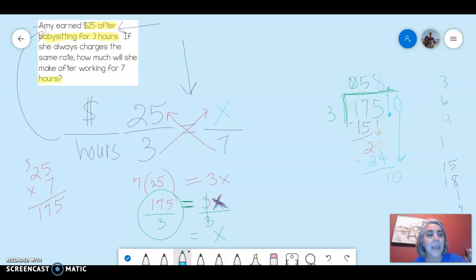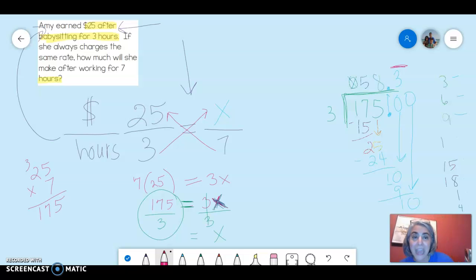And 3 can go into 10. I know 1, 2, 3 times. So I'm going to put that 3 right on top of that 0. Line it up. So 3 times 3 is 9. I'm going to subtract, and I get a 1. I think I see a pattern here. It's just going to keep doing 10, which means that 3 is going to repeat. So I'm going to put a bar right over that 3 that says it's going to repeat.